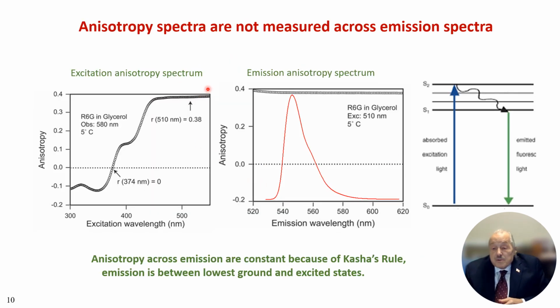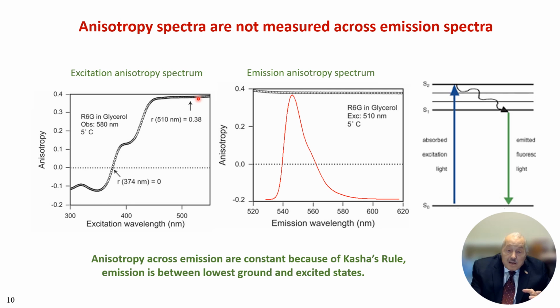Why don't we measure the anisotropy across the emission spectrum? There are very few of these in the literature. I was looking for a better one, but this was the only one I could find. And so this is the excitation spectrum of R6G in glycerol, frozen, essentially solid glycerol. And it has this long flat region. And then you see it actually can go through 0, and it can go down to minus 0.1. So you can cover the whole range of anisotropy values.